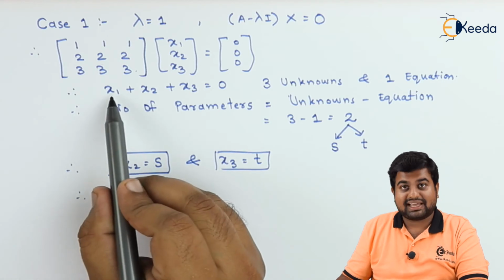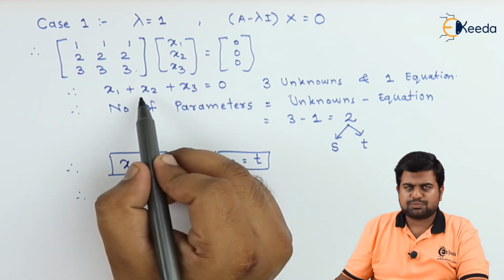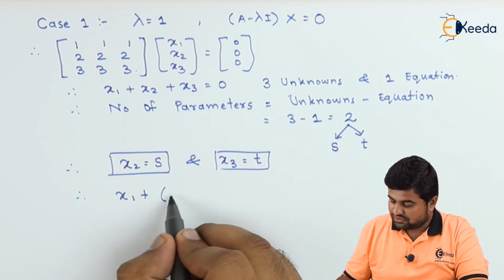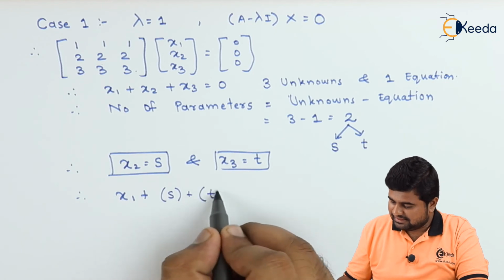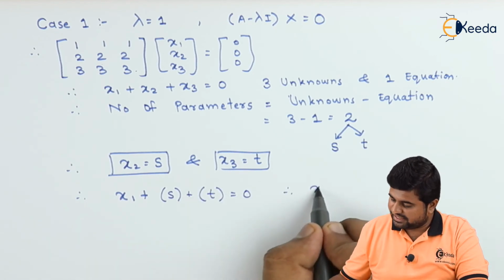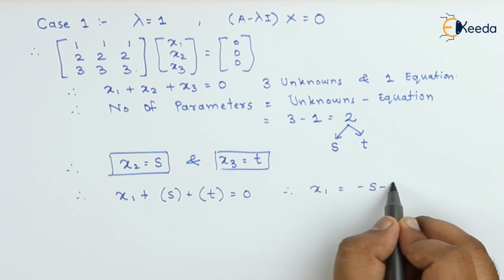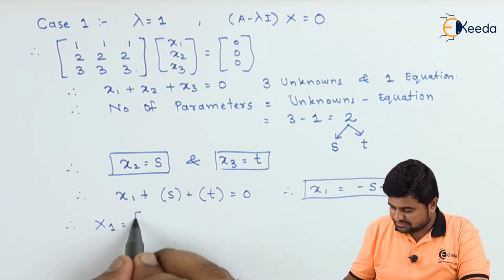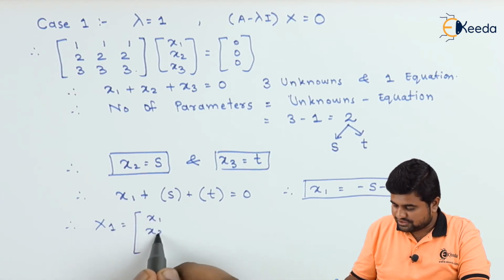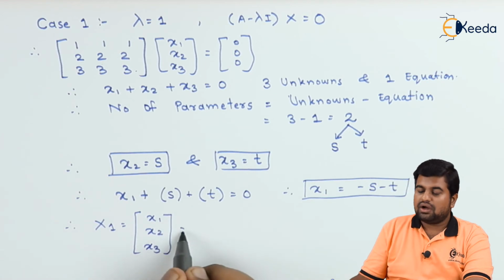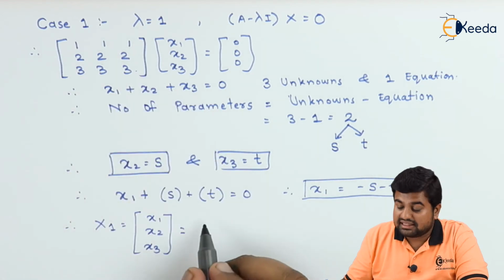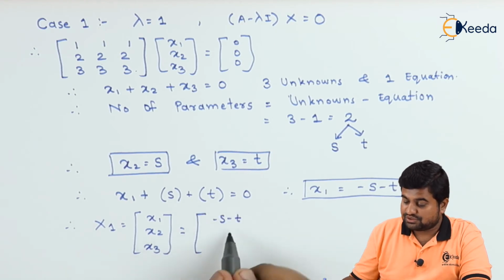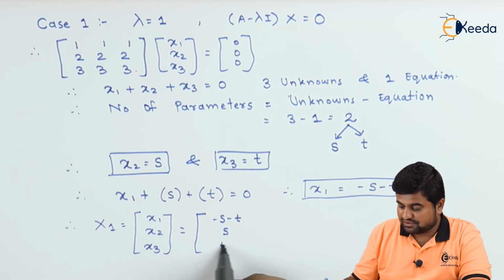Now we have the equation x1 plus x2 plus x3 is equal to 0. Let us put the values of x2 and x3, which are s and t respectively. So plus s plus t is equal to 0. Therefore, the value of x1 becomes minus s minus t. Therefore, the eigenvector x1, x2, x3 for this particular value, lambda is equal to 1, is minus s minus t, x2 is equal to s and x3 is equal to t.